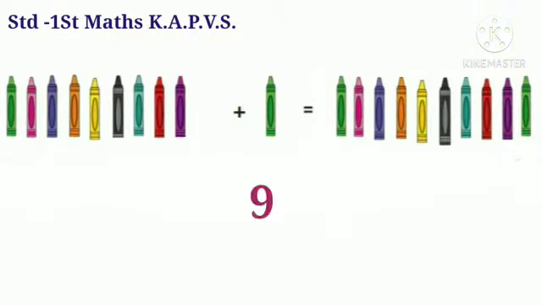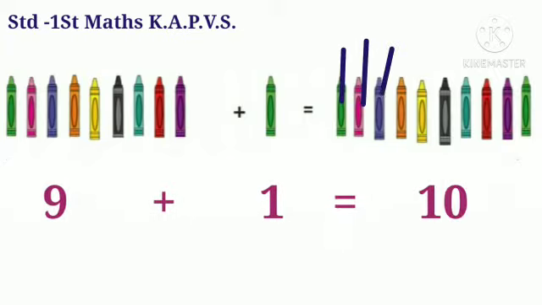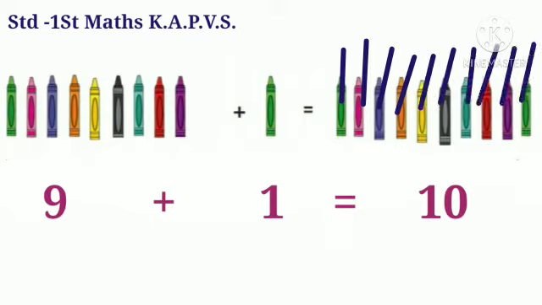There are 9 crayons. In that, we add 1 crayon. Then how many crayons are there? 1, 2, 3, 4, 5, 6, 7, 8, 9 and 10. 9 and 1 make 10. There are total 10 crayons. 9 plus 1 is equal to 10.